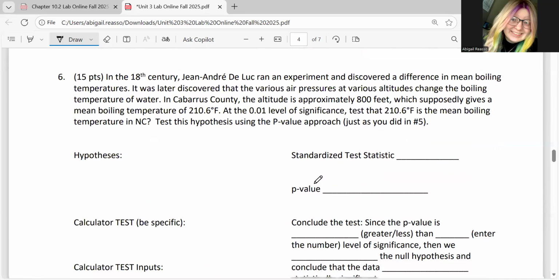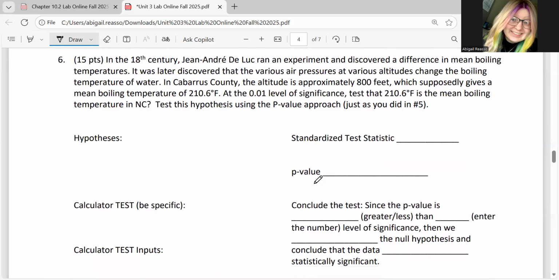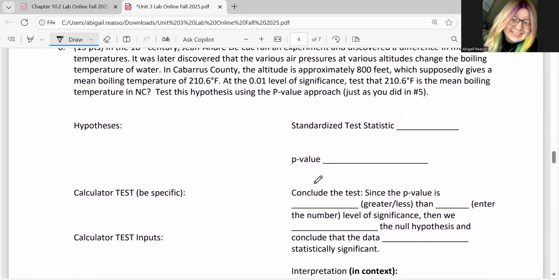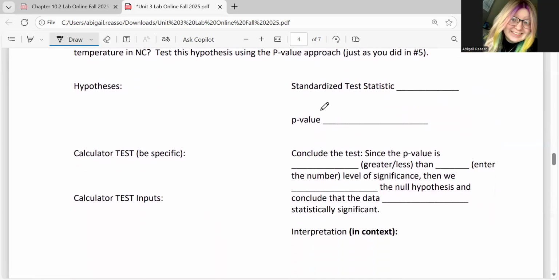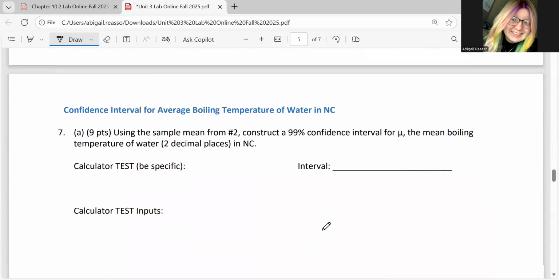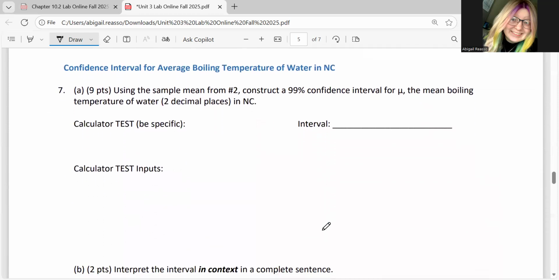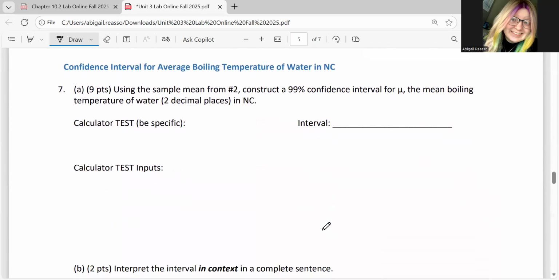So then we're going to do another problem very similar. This one's in full on our calculator though. So we're going to set up our hypotheses and do the same steps essentially. Then we are going to look at a confidence interval. So we've done our hypothesis test. Now we're going to do a confidence interval.